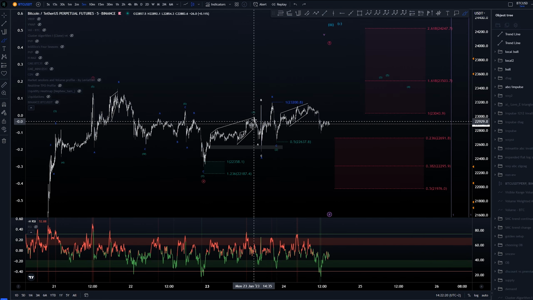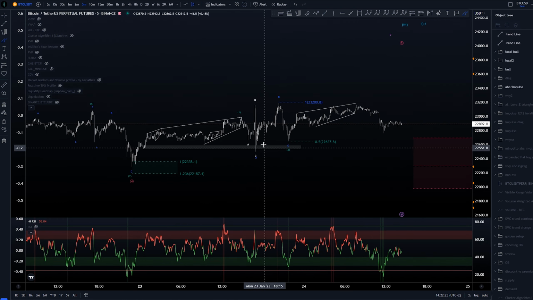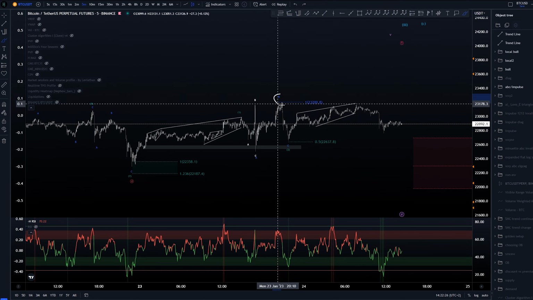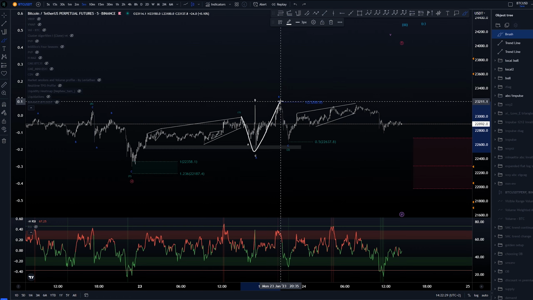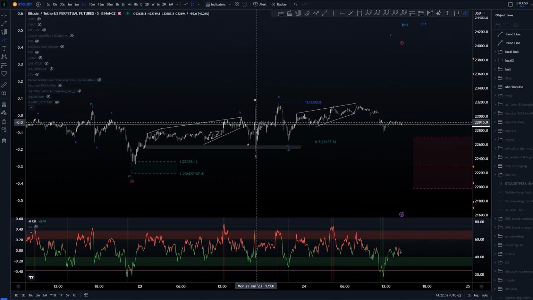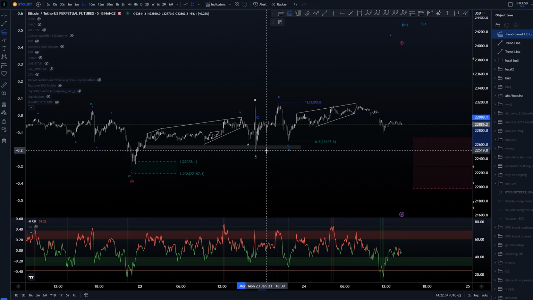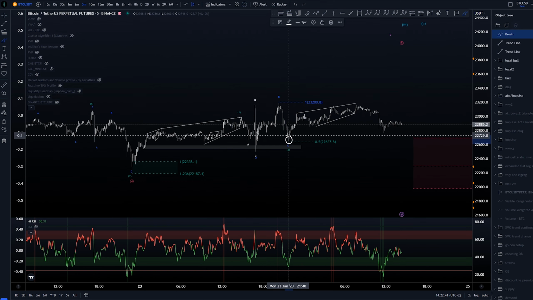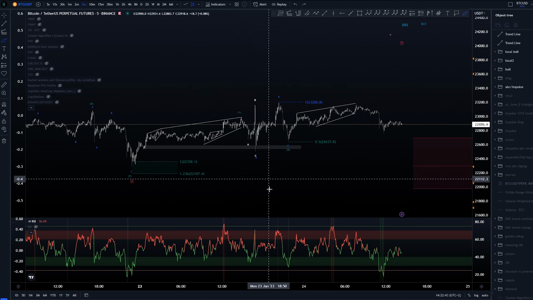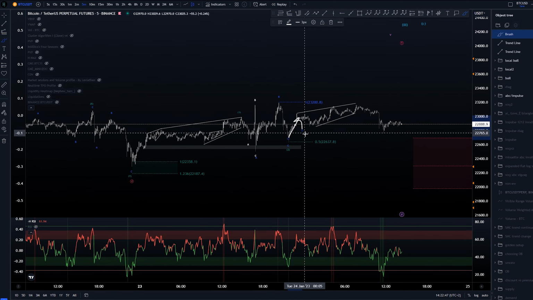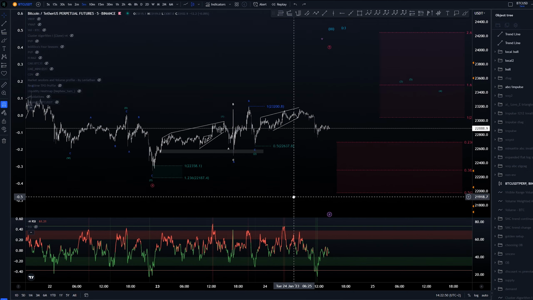Within that wave 2 we would have expanded flat into that wave A, three-way pullback to B, creating an expanded flat, or on this scenario a running flat here overall for that C wave. C wave would be around the 1-to-1 extension, I think, just beyond the 1-to-1 extension, and not taking out the lows here of wave A. We did have that divergence here, so again this would be a potential long setup here.